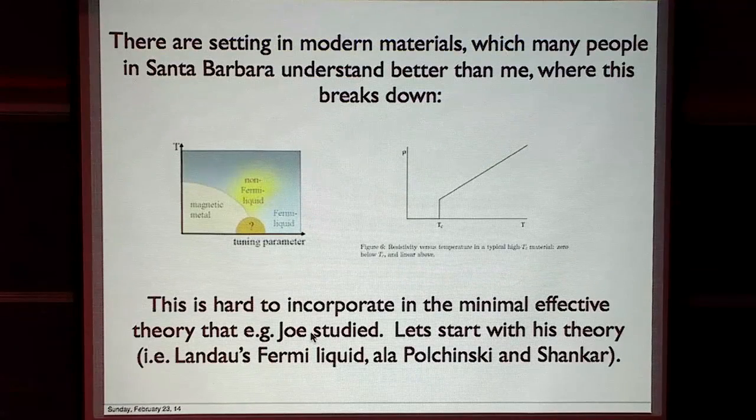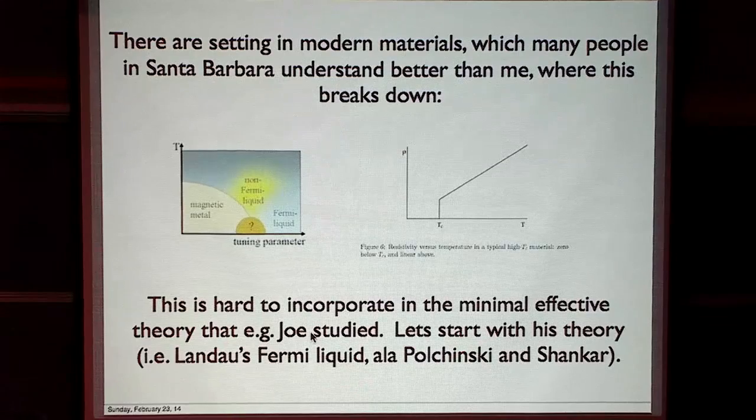Now, there are settings in modern materials. I'm not the right person to tell you about them. Many people in Santa Barbara understand the real details of the lattice physics and what the material is better than me. But there are definitely settings in some of the most interesting materials where this breaks down. And that leads to a question for theorists, who don't necessarily know about the materials. Here's a famous picture. There can be an interesting phase that exhibits non-Fermi liquid behavior, meaning not governed by those exponents, over some kind of dome, maybe of superconductivity. And then, for instance, the resistivity, this is stolen from Joe's 92 paper, other than a little offset, can be linear over a wide range of temperatures. Now, the point of Joe's lectures then, and a point that still holds force today, is that that's hard to incorporate in the minimal effective theory that governs these systems. So let's start with Joe's theory, Landau's Fermi liquid theory, a la him and Shankar.